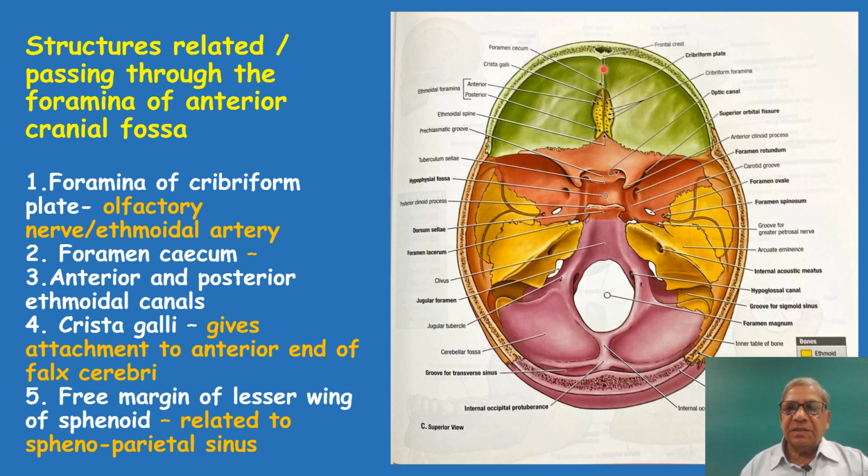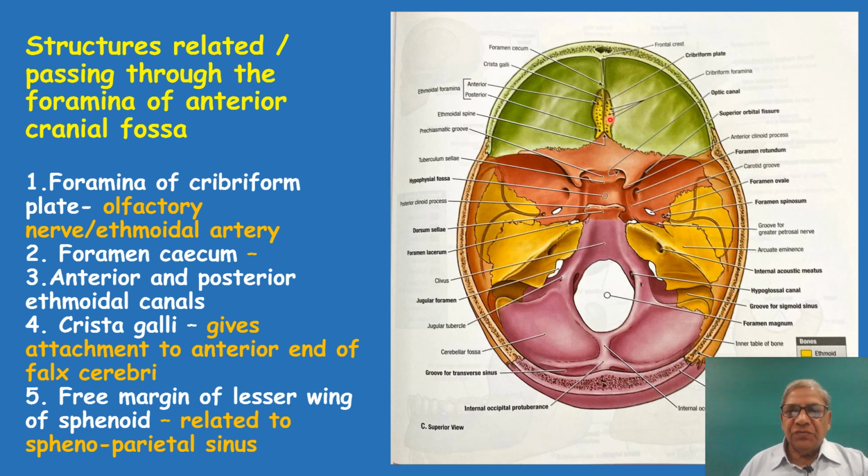This is the crista galli, and this crista galli gives attachment to a structure, and the examiner will ask you which structure is attached to the crista galli, which is a bony projection. You should say that the crista galli gives attachment to the anterior end of the falx cerebri. On either side of the crista galli, you are seeing the cribriform plate on the right side as well as on the left side of the crista galli.